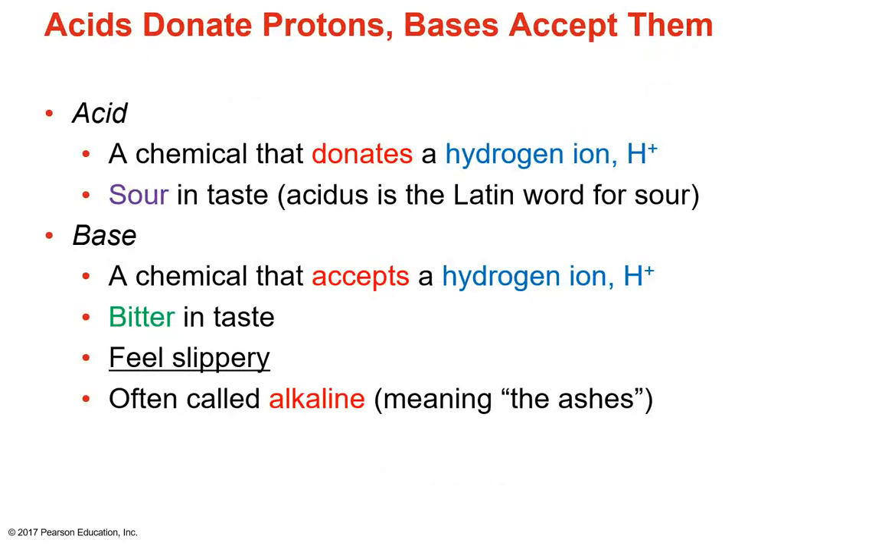So here's the final definitional stuff before we get to examples. An acid donates a hydrogen ion. Acids tend to have a sour taste. In fact, the name acid comes from the Latin word for sour. And bases accept the hydrogen, they have a bitter taste, and they feel slippery. We often call them alkaline, and that means ashes, because a lot of ashes are basic.